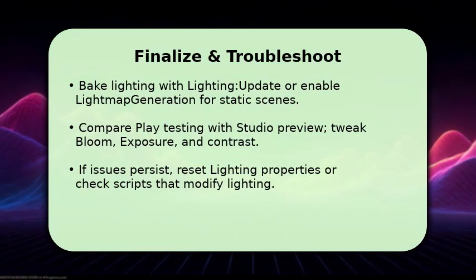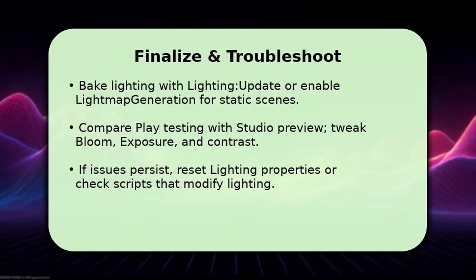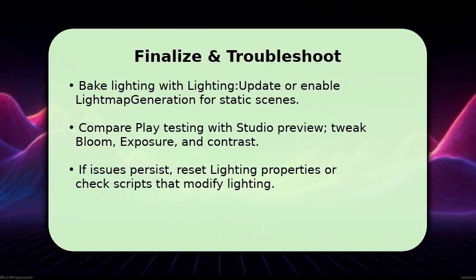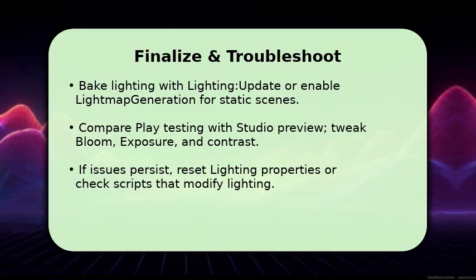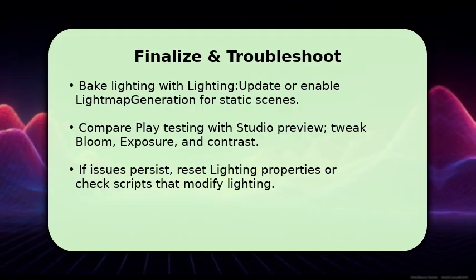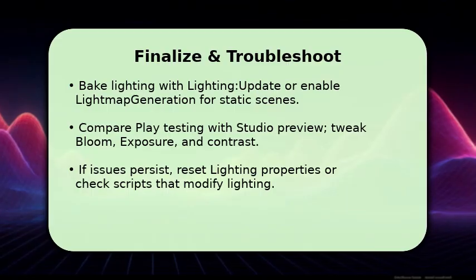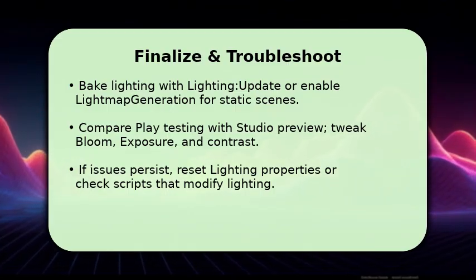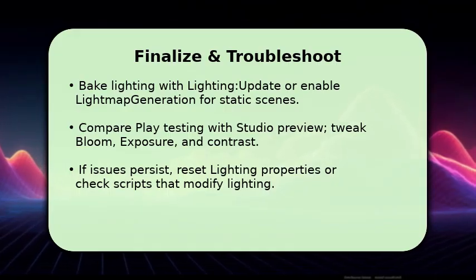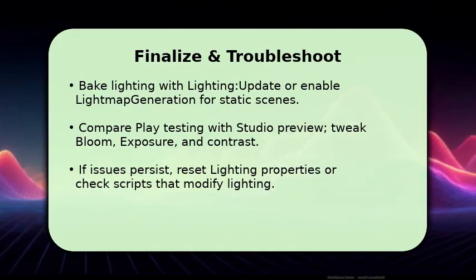Finally, you finalize by baking or updating light maps for static geometry. Use lighting, update, or light map generation for best performance. Once baked, compare play testing versus studio preview and make micro adjustments to bloom, exposure, and contrast so the scene reads in-game. If something looks off, check for runtime scripts altering lighting properties and temporarily disable them.